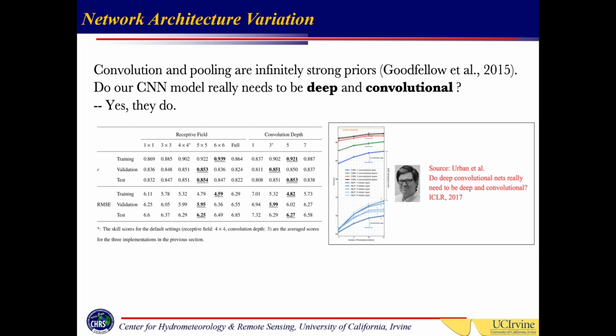And we see that if we use a convolution kernel size of 5x5, we achieve the best performance here. And this kind of experiment was also conducted by the study listed on the right: Do deep convolutional nets really need to be deep and convolutional? Usually, if we are dealing with imagery data, the answer is yes.